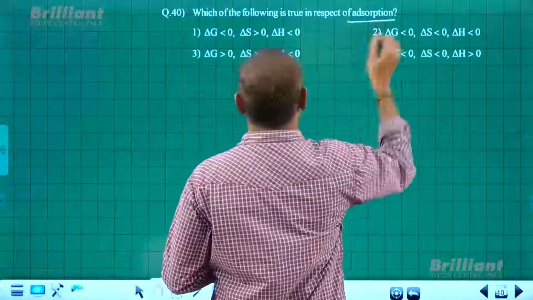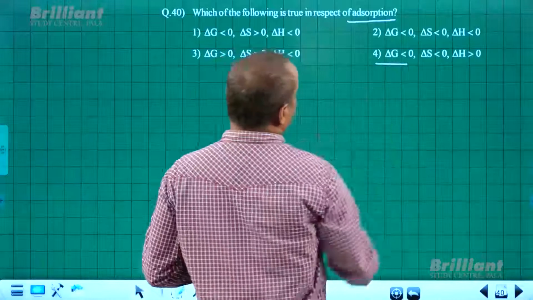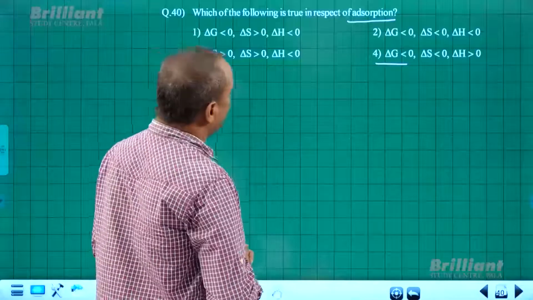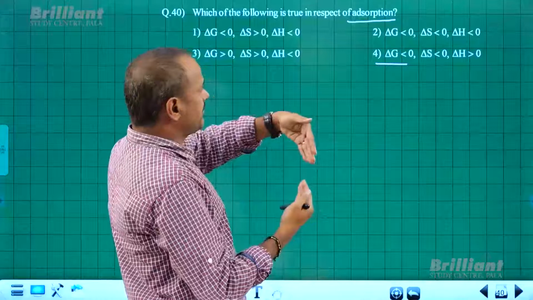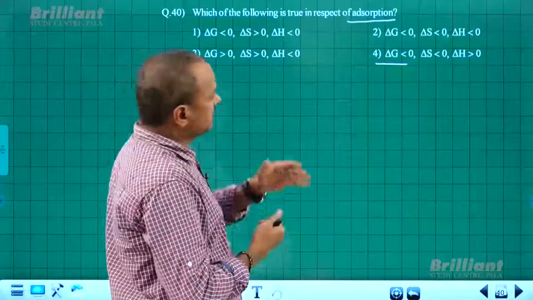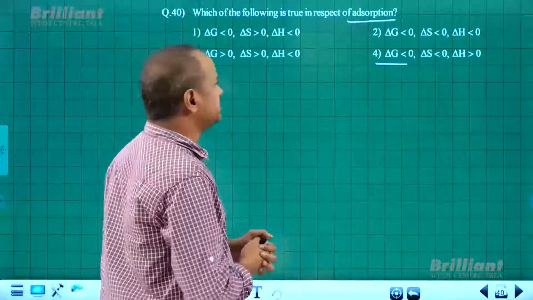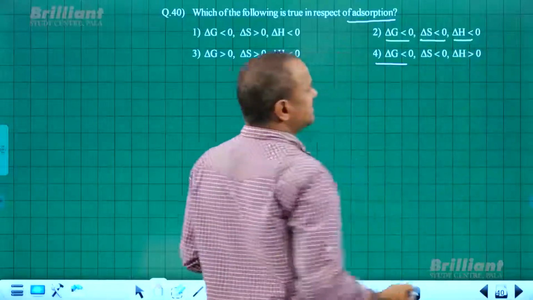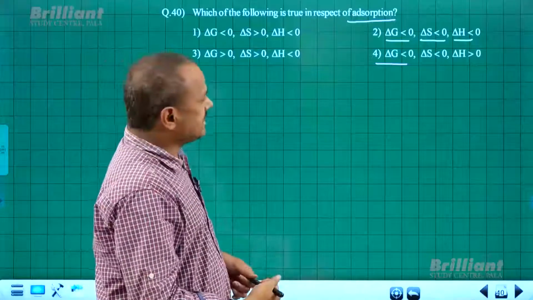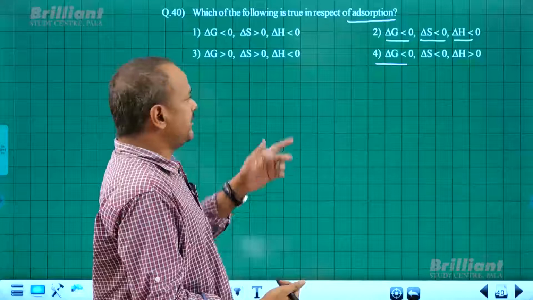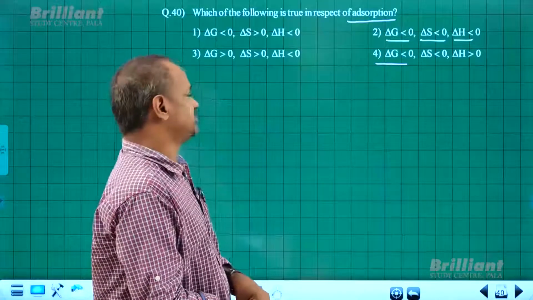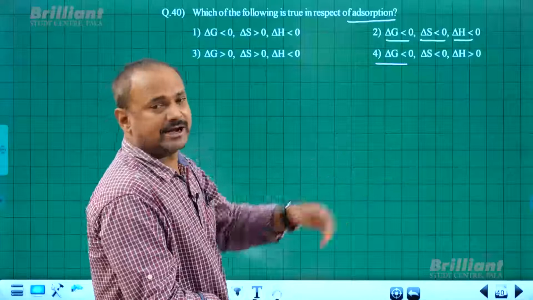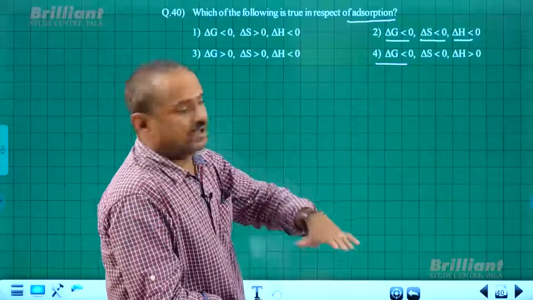Adsorption is a spontaneous process, so delta G is negative. Delta S is negative because molecules settle on the surface of the substance, so entropy decreases. The formation of bonds between adsorbate and adsorbent is exothermic, so delta H is negative. Physical adsorption has a less negative enthalpy and chemical adsorption more, because of stronger bond formation. Entropy is negative because the individual molecules are settled on the surface, meaning randomness decreases.